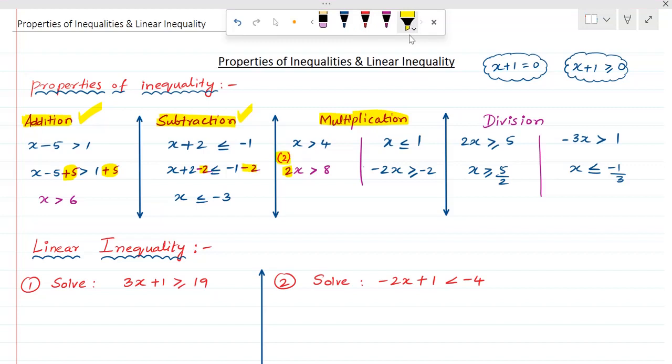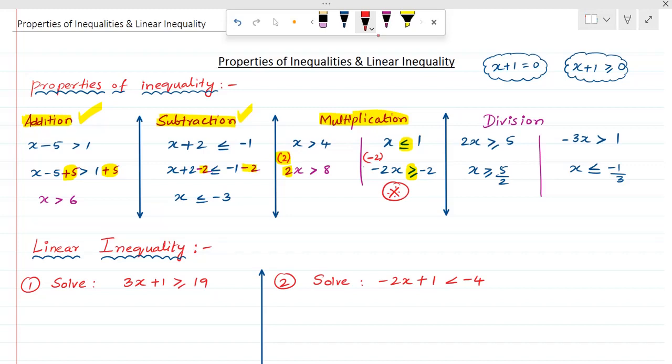And similarly here, x is less than or equal to 1. So here I am going to multiply both sides by minus 2. When you multiply by a negative number, the inequality changes. So this is a very important rule we will apply in the problems. That's why this property is very important.